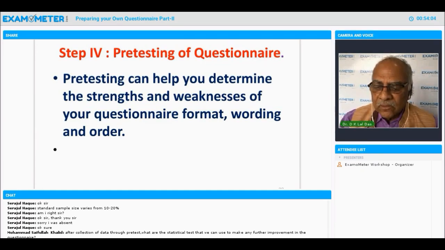Now, pre-testing can help you determine the strengths and weaknesses of your questionnaire format, wording, and order. This you will know after your pre-testing. If all the questions are answered correctly by the respondent, certainly you can say that your questionnaire is effective. They are not confused. They don't take much time in understanding the question. What information you aim to get, you are getting, which means your questionnaire is effective.